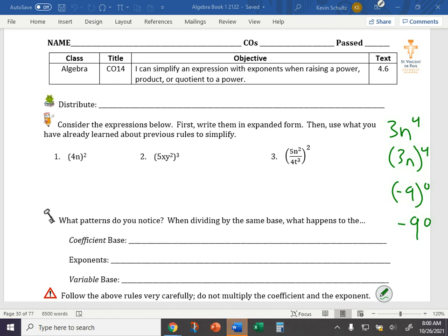Today, if you'll notice, what we're going to focus on is not only do you have parentheses, but you've got other stuff inside the parentheses as well, like 3n to the fifth to the fourth. So this rule is called a power to a power, right? You've got an exponent that's part of your base, and then you're raising it to another power.